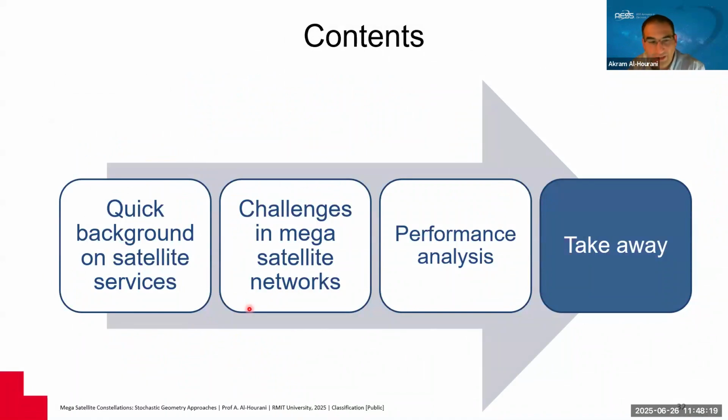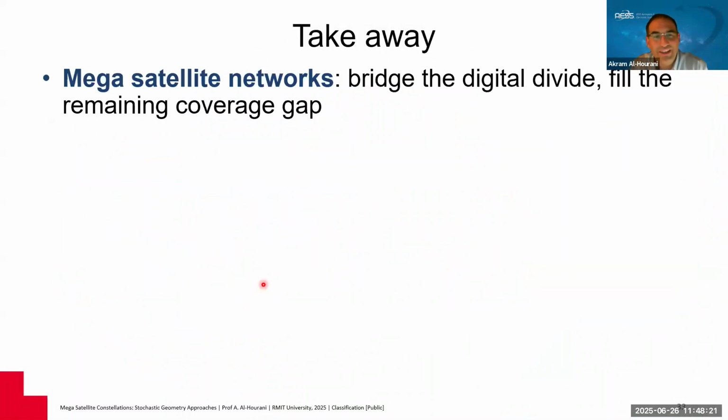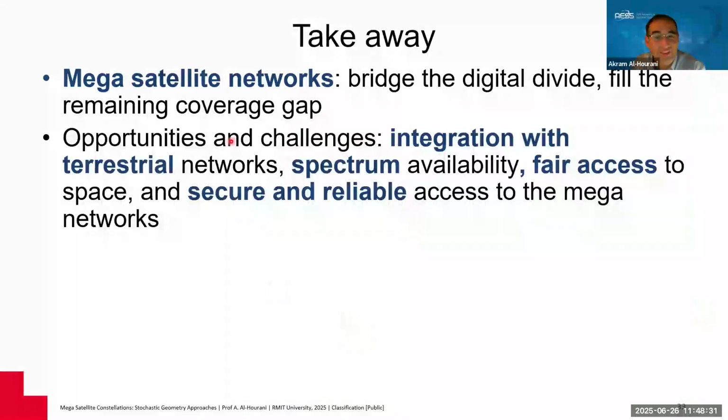So, takeaway, a few points. Mega satellite networks are bridging the digital divide, we hope, in the near future. They fill the remaining gap of coverage. There are a lot of opportunities and challenges. One of the challenges is integration with terrestrial networks. We would like to have one phone that works for terrestrial networks, and you take it to some very far rural area and you still have coverage. We would really like to have that.